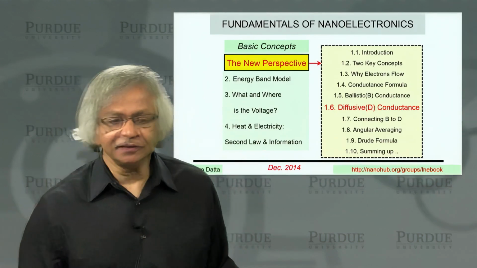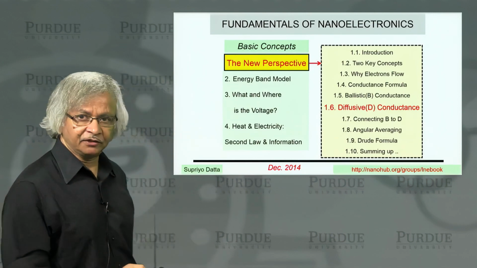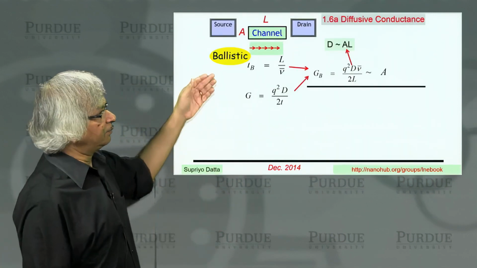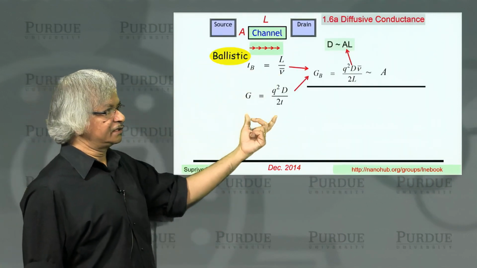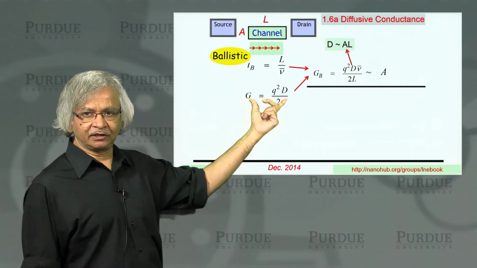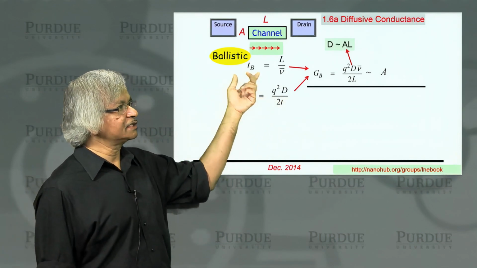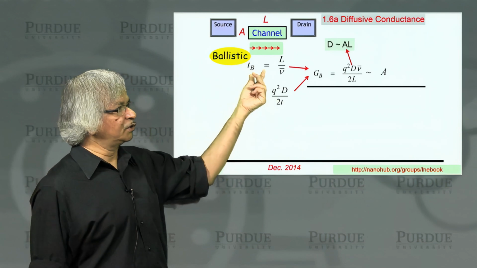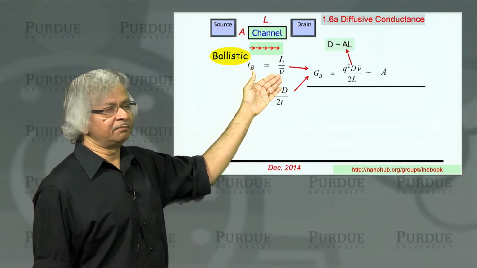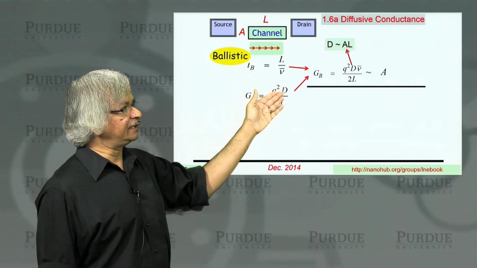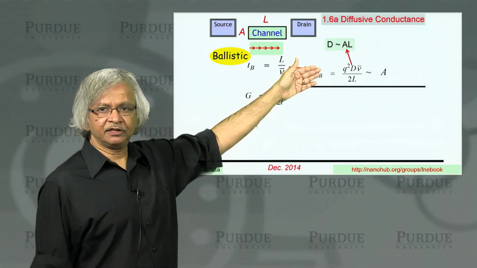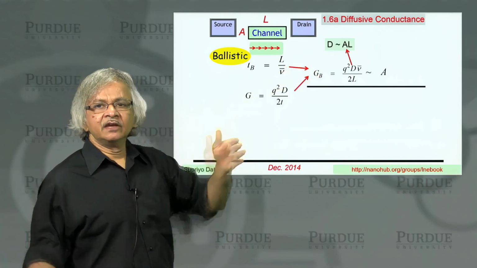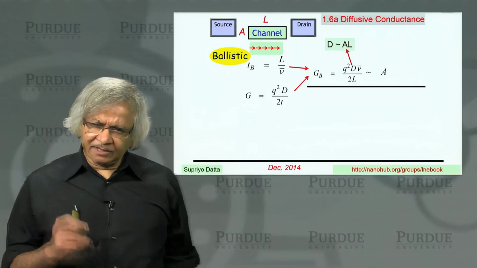In the last lecture, we talked about the ballistic conductance. Of course, we have this general expression for conductance, and what we did was say that for ballistic transport, the time is length divided by average velocity, and that's how we got this expression for the ballistic conductance. For diffusive conductance, we'll do something similar.